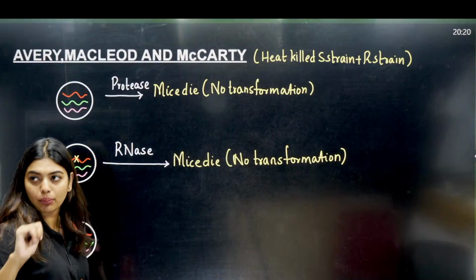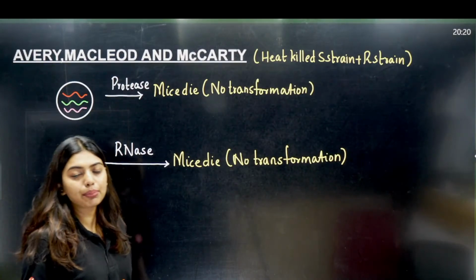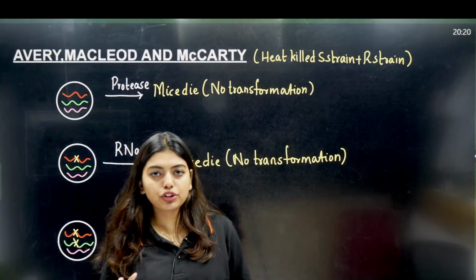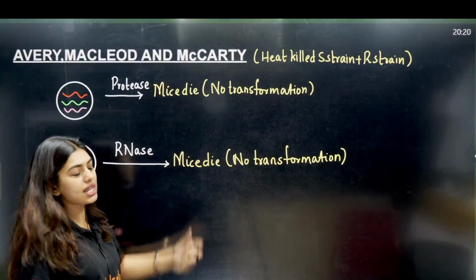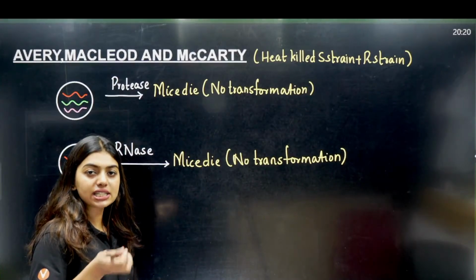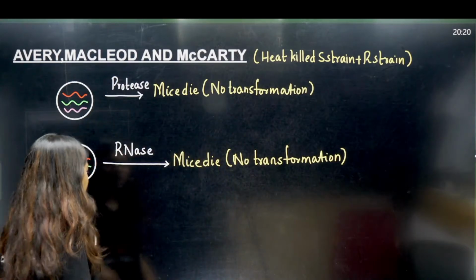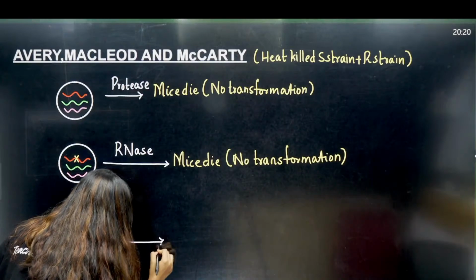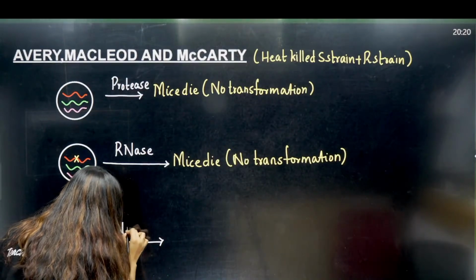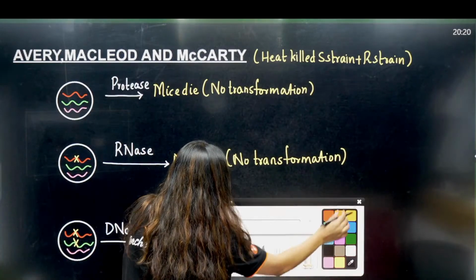Then the last hope. Transformation only happens at this stage. That means in these two stages the mice is going to die. Protein is getting digested by protease, but that is not the transforming principle. So last, we have the DNase that is going to be used. DNase is going to digest the DNA.